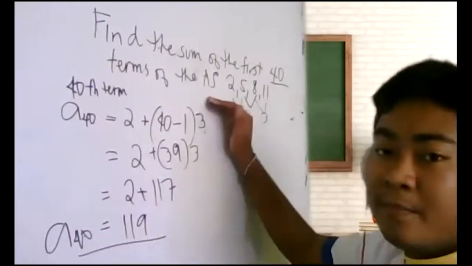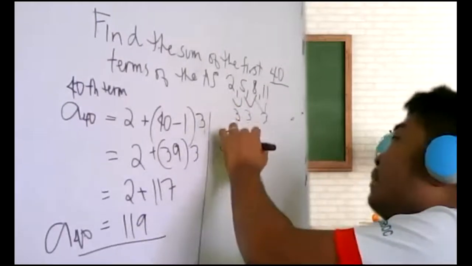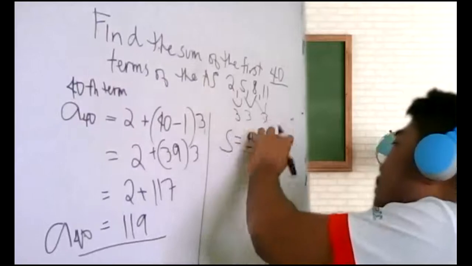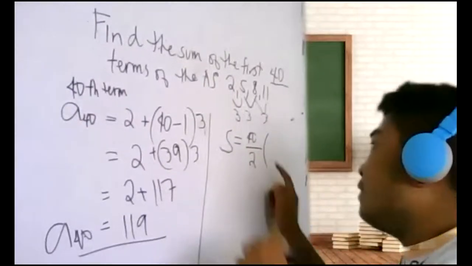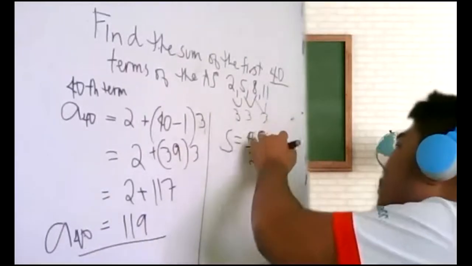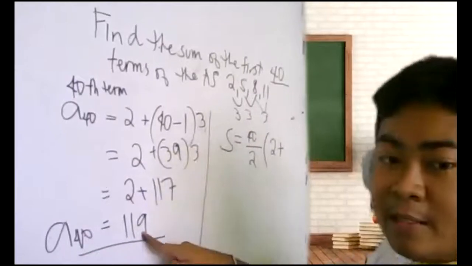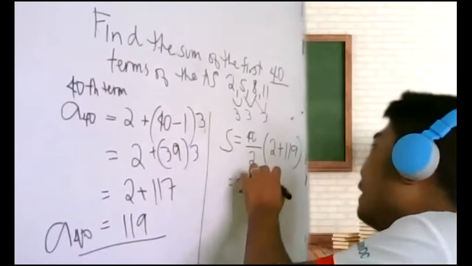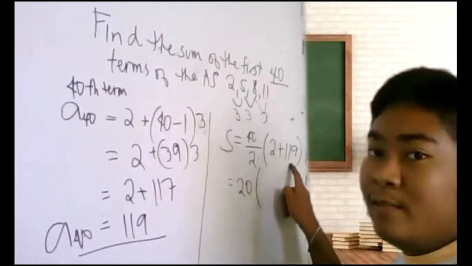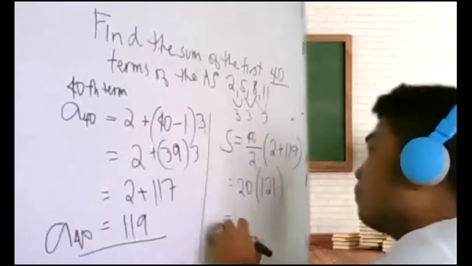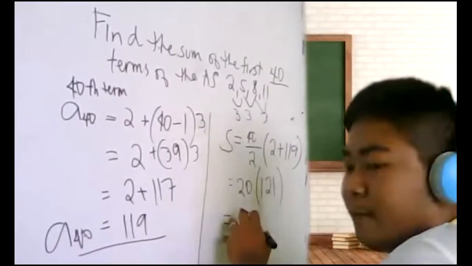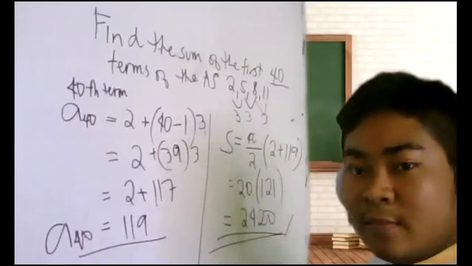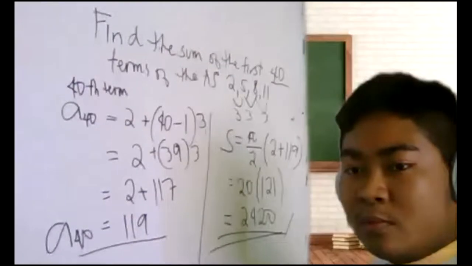So, pwede na natin kunin ang sum. Tama? So, using the formula, S is equal to 40 over 2, or yung N over 2, times the first term plus the last term. Ang first term natin is 2, plus, ang 40th term natin is 119. Therefore, 40 divided by 2 is 20. 20 times 2 plus 119, which is 121. So 20 times 121, we got 2,420. So ito na yung sum na hinahanap natin.